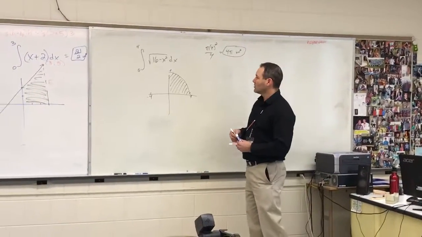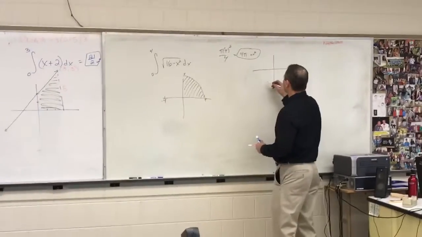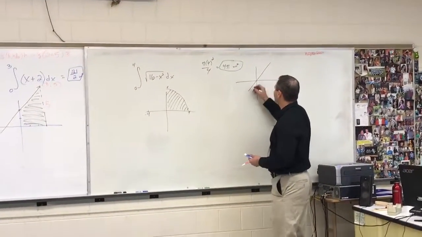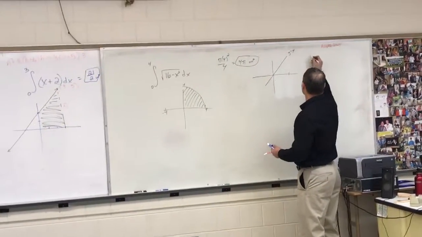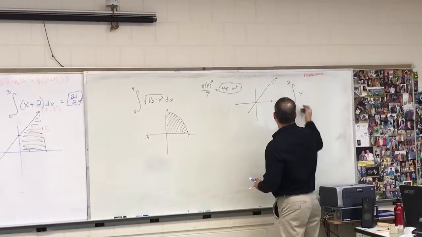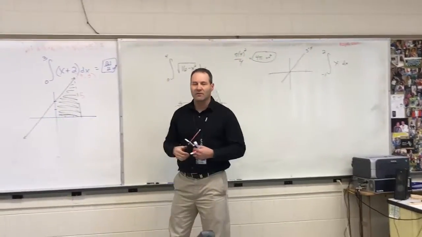Okay, so if I have the line y equals x, and we're going to integrate that from -1 to 2, we're finding the area between the curve and the x-axis.